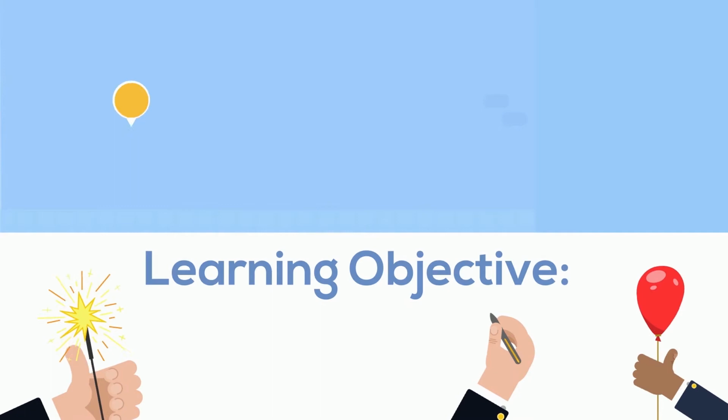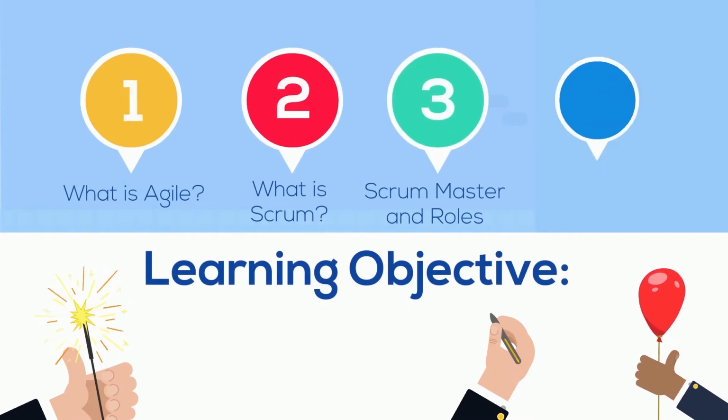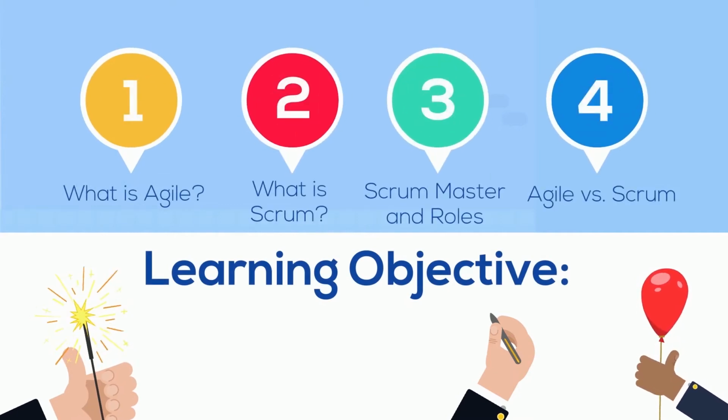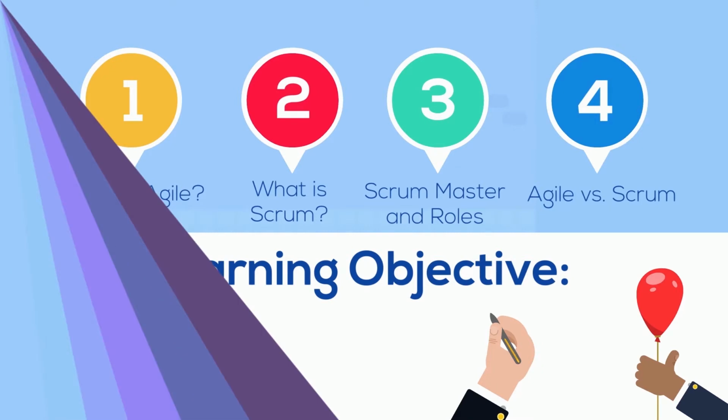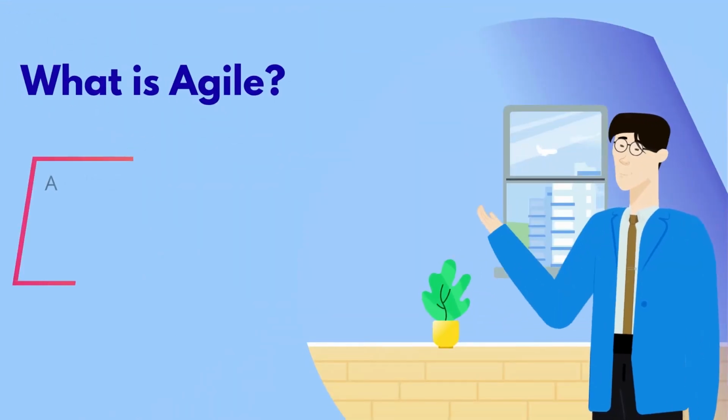There are 4 learning objectives that we will be covering today. At the end of the video, you will know what is Agile, what is Scrum, the Scrum Master and their roles, and the differences between Agile and Scrum.